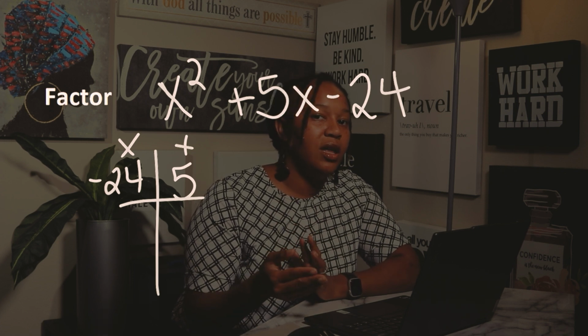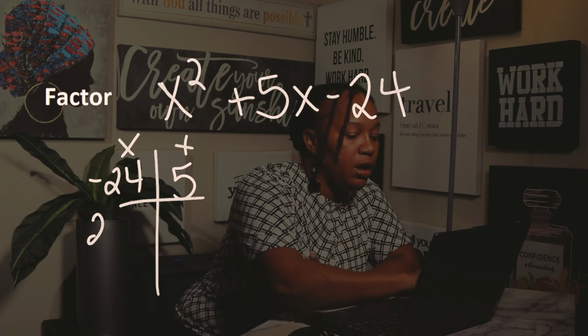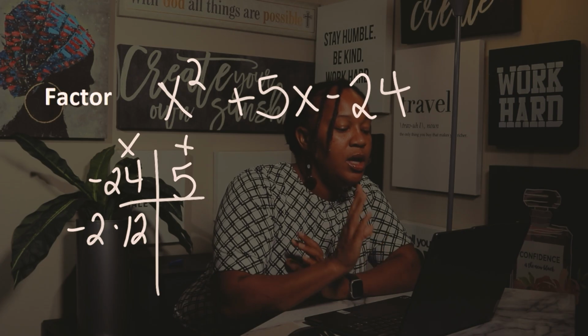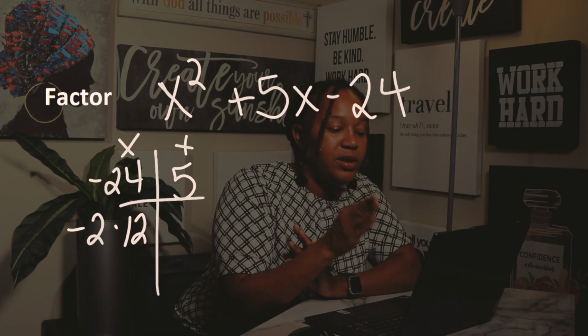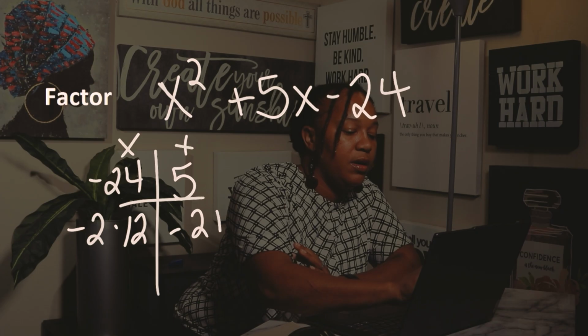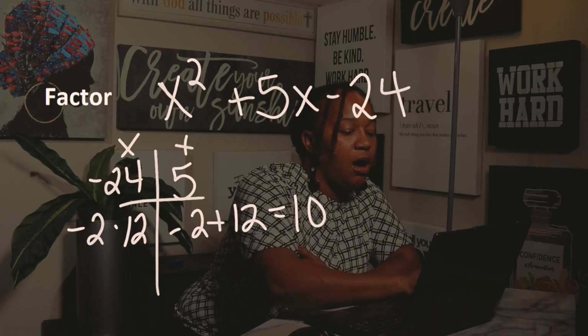But when we add them together, we get 5. So if you start thinking about numbers that multiply to give you 24, 2 and 12 comes to mind. One has to be negative. So if I say negative 2 times 12 is negative 24, but when I add those together, negative 2 plus 12, that gives me 10. So those aren't my numbers.